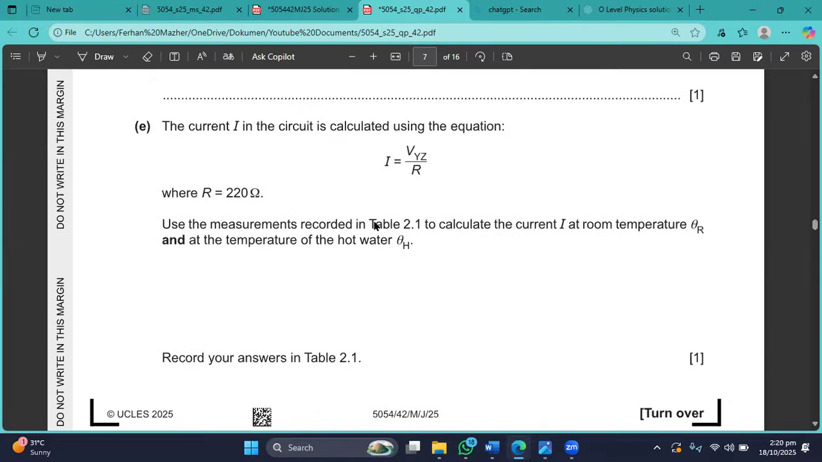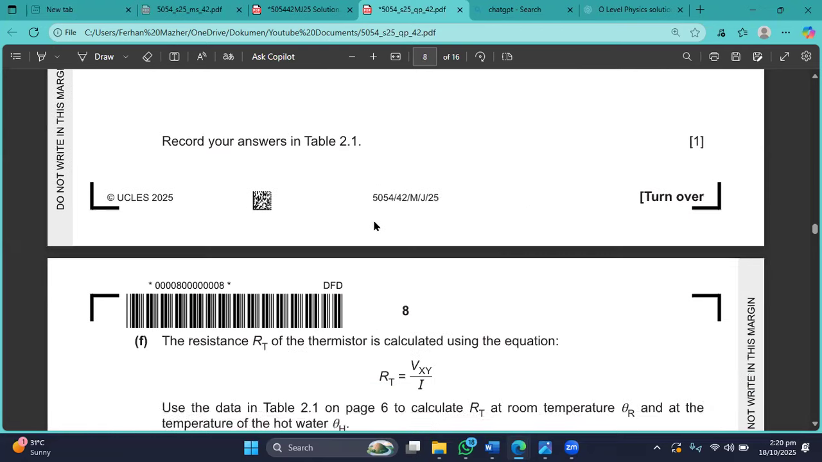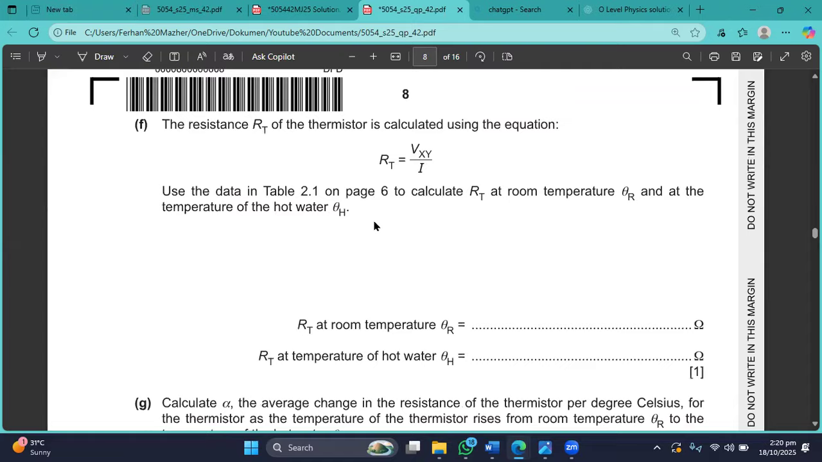So you see here you calculated the current because the thermistor and that fixed resistor, they both were connected in series with each other. The thermistor and that 220 ohm resistor were connected in series, so the same current is flowing through them. The current flowing through the fixed resistor is the same current flowing through the thermistor.